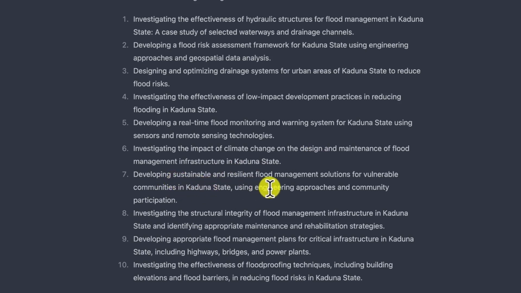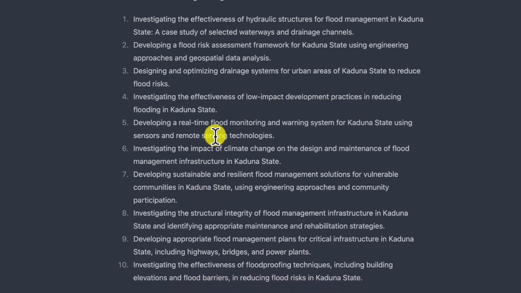Developing sustainable and resilient flood management solutions for vulnerable communities in Kaduna State. Investigating structural integrity of flood management infrastructures in Kaduna State and identifying appropriate maintenance and rehabilitation strategies. Completely engineering. And then we have developing an approach for flood management plans for critical infrastructure in Kaduna State, including highways, bridges, and power plants. This is broad, but you can make it narrow if you want. Investigating the effectiveness of flood-proofing techniques, including building elevations and flood barriers, in reducing flood risks in Kaduna State.